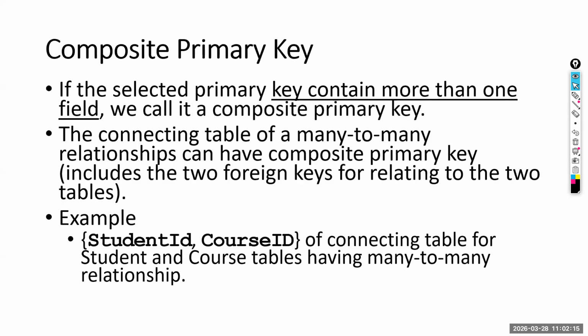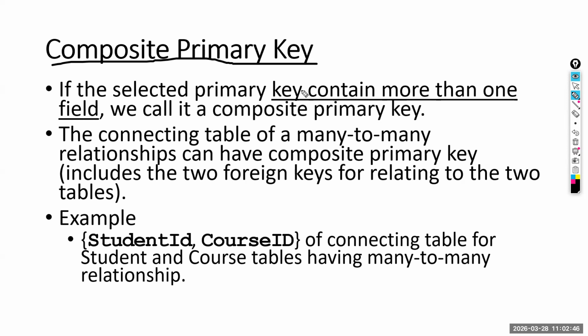But if your primary key consists of multiple fields, there are situations like that. For example, associative entities often have composite primary keys, those connecting tables. Maybe it is a student ID, course ID combination. Say you are doing payments. A student can register for many courses. A course can have many students. So then it's many to many.